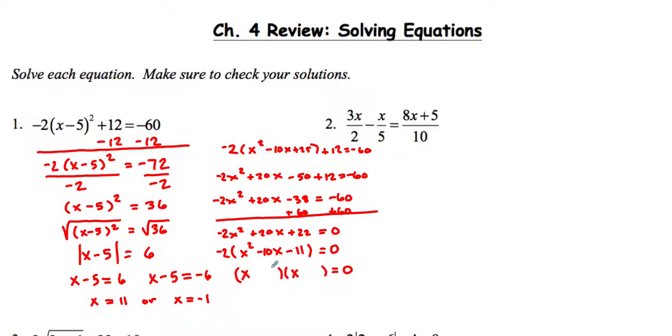Signs should be different because we have a negative 11, so we're looking for factors of 11 that have a difference of 10. That would be a negative 11 and a positive 1. We'd set each of those equal to 0 to do our zero product property here. And you'll see we get x equals 11 and x equals negative 1. Exact same answers we got over here. Okay, just a different approach, but both will work for you.